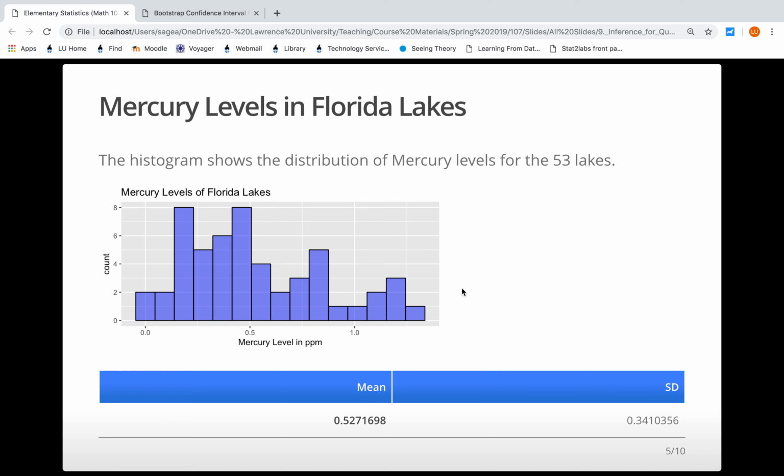The histogram shows the distribution of mercury concentrations in largemouth bass from the 53 lakes in the sample. We see that in the sample of 53 lakes, the average mercury concentration is 0.527 parts per million with a standard deviation of 0.34 parts per million.